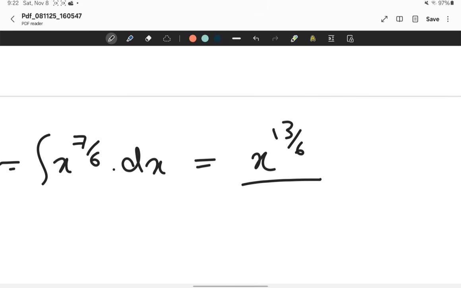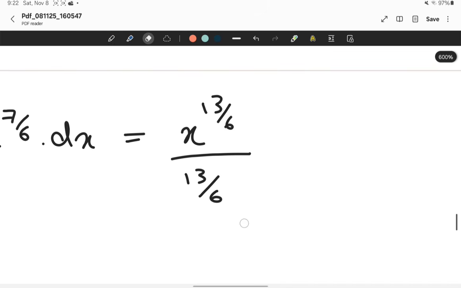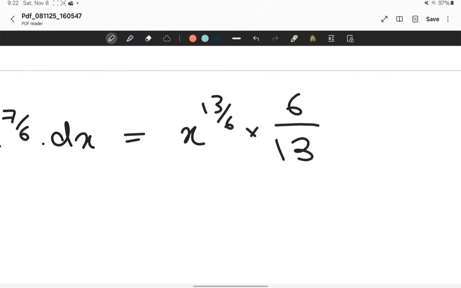So that means this is 7 over 6 plus 1, which is 13 over 6. Okay, and we divide by this new fraction, so we divide by 13 over 6, or we could multiply by its reciprocal. So we'll just multiply by 6 over 13. Okay, this plus c. So that means we get 6 over 13, and then x to the power of 13 over 6, right on the side.